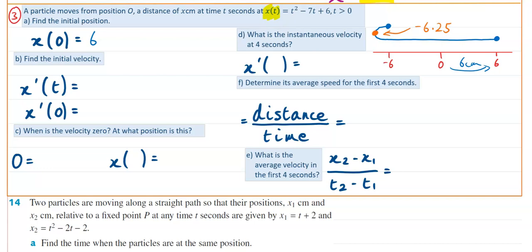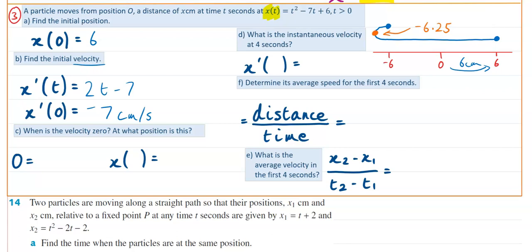Find the initial velocity. So the instantaneous velocity is mentioned. We're finding the derivative, which in this case is 2t minus 7. And the initial velocity is when t is 0, giving us negative 7 centimeters per second. So that means it's moving to the left 7 centimeters per second at the start. So it's moving in this direction to begin with.